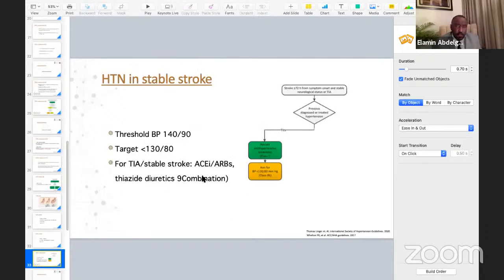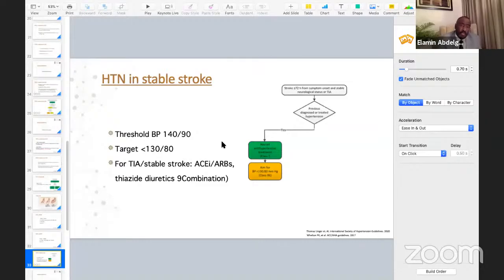Hypertension in a stable stroke: a patient who's already been stable more than 3 days post initial stroke, then the blood pressure has to be managed as just a patient with hypertension and old stroke. So the threshold here is 140 over 90. Even the ACC have agreed on that because there is no evidence that reducing the blood pressure to less than this will be of benefit.